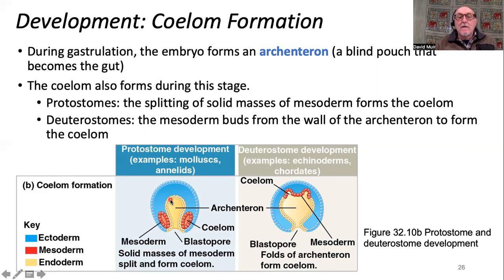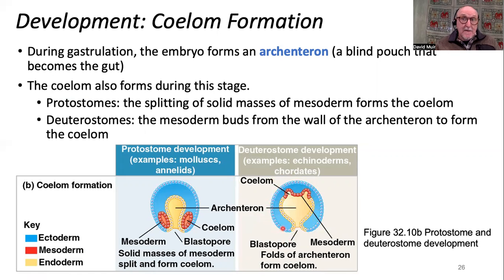Deuterostome development: the mesoderm develops from the top here, and this actually folds over, and the coelom is formed from folds which originated from the archenteron. So it really is like an elaboration of the archenteron that comes around here and then buds off to form this enclosed coelom around here. So those are the two different kinds.